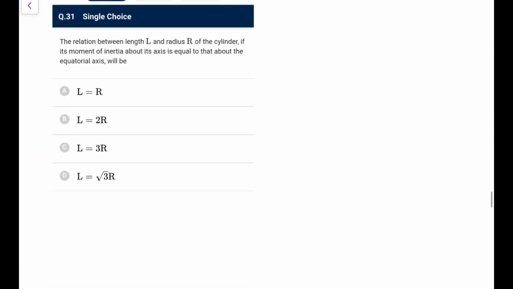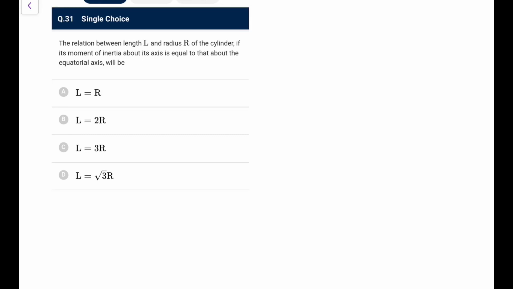Next one: the relation between L and R of the cylinder if the moment of inertia about its axis is equal to that about the equatorial axis. Now this is a very good question. This is a cylinder, its axis means this one, and that you know is, because it is a cylinder, MR square by 2. I'm taking it as a solid cylinder, not the hollow one.